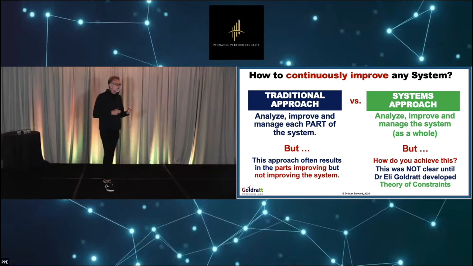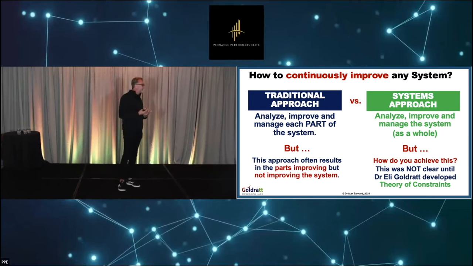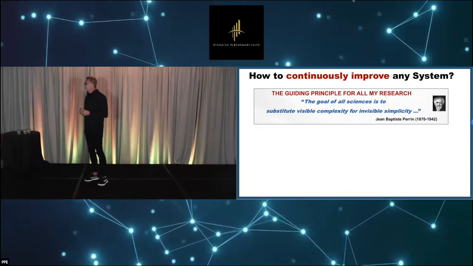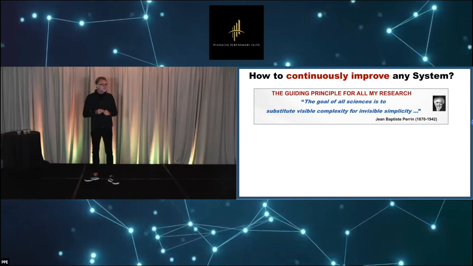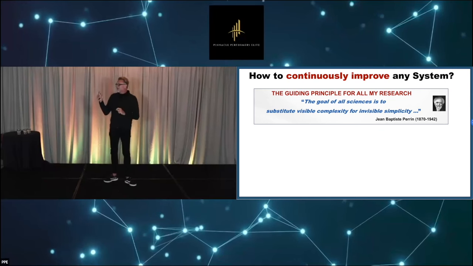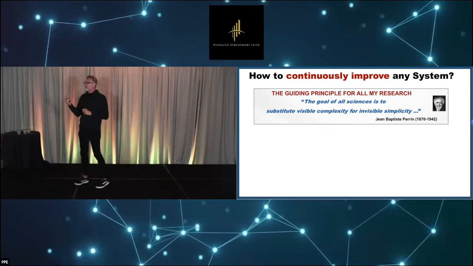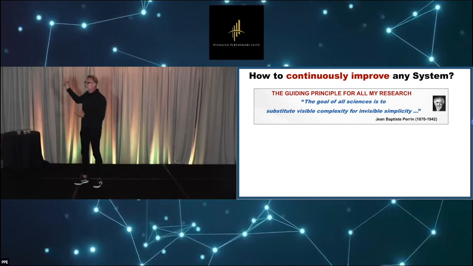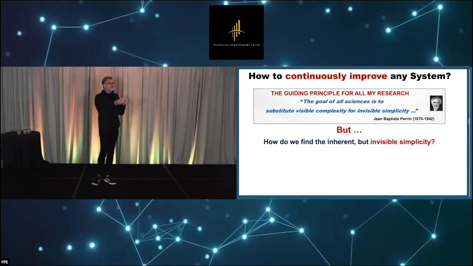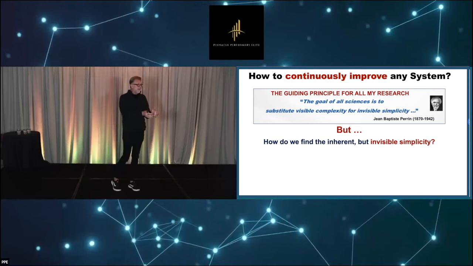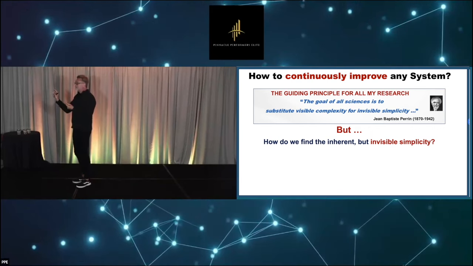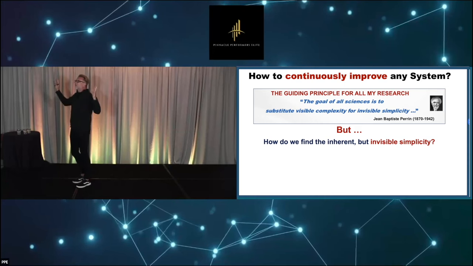His insight was a beautiful example of a quote that I discovered while I was studying engineering. It was a quote by the physicist Jean-Baptiste Perrin. He said that the aim of all science is to substitute visible complexity for invisible simplicity. Any system, doesn't matter whether you have a single-person dentist firm or an incredibly complex Fortune 500 company, when you look at it, there's a tremendous amount of visible complexity. How the heck do we find the invisible simplicity? It's there, like with Einstein's equation, E equals mc squared. It's beautifully simple, but it's hidden. We had to discover it, and it explains an enormous amount of complexity.